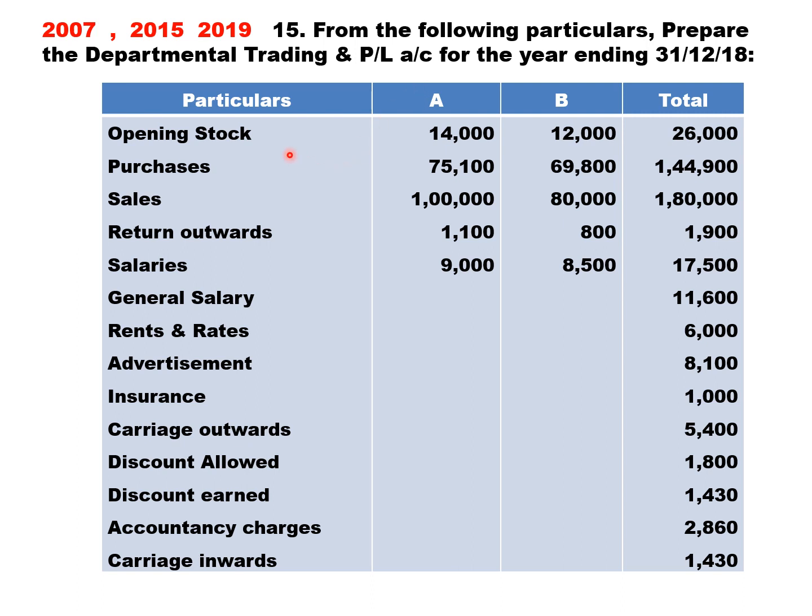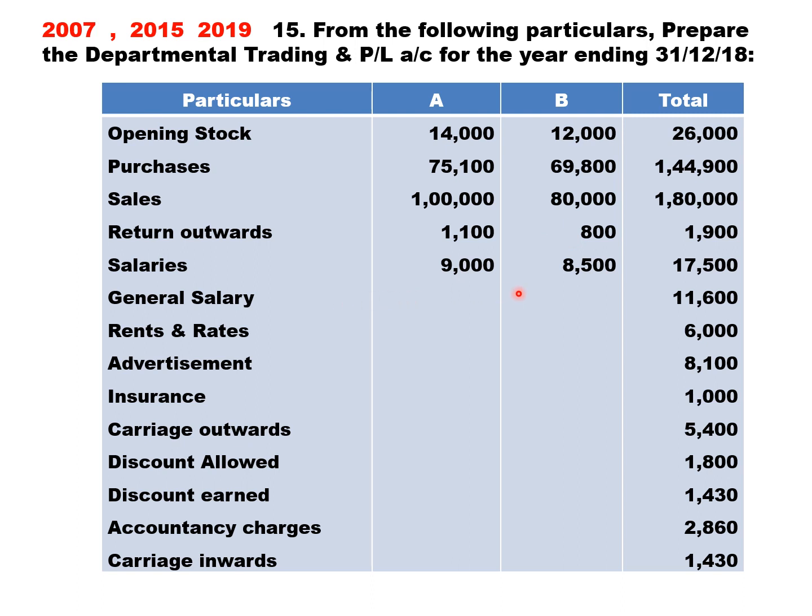Opening stock will come in trading account. There is no question of distribution. They only have given you the separate amount of opening stock for A and B. Purchases will come in trading account. Sales will come in trading account. Returns inward is called sales returns. Returns outward is treated as purchase returns. So 1100 and 800 should be deducted from the purchases of the respective department.